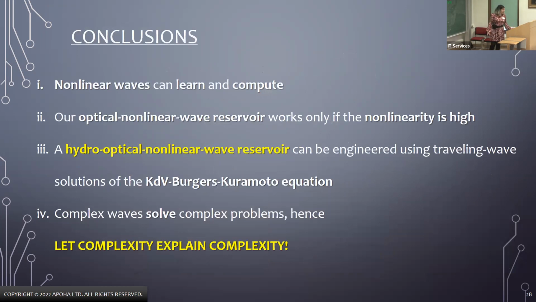What I showed you today is that nonlinear waves properly used can actually learn and compute, that our optical nonlinear wave reservoir works only if the nonlinearity is high enough, so it's related to the complexity of the system. There is an extra layer here that I didn't tell you, but we have a different nonlinearity threshold for different encoding, so exactly what you were talking about before. Also, the number of initial instances changes the requirement for the complexity of the system.